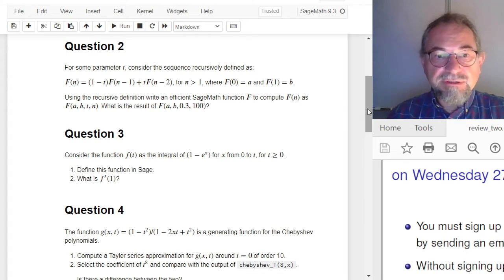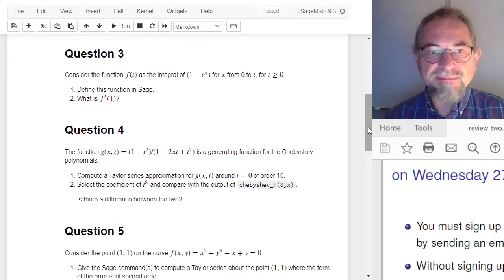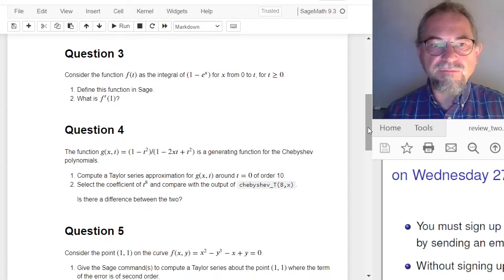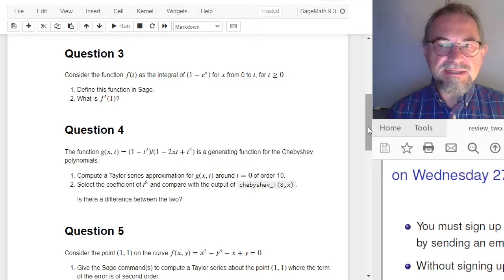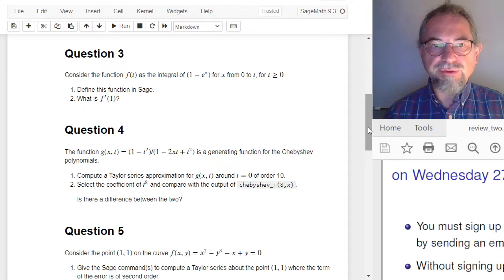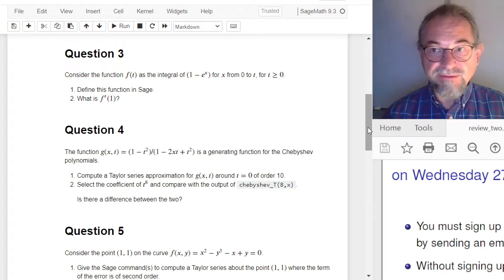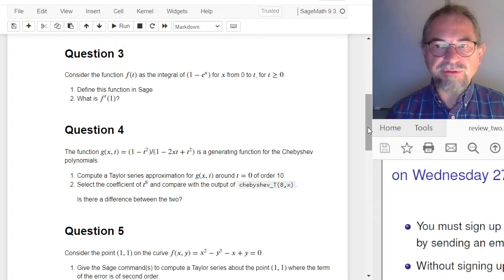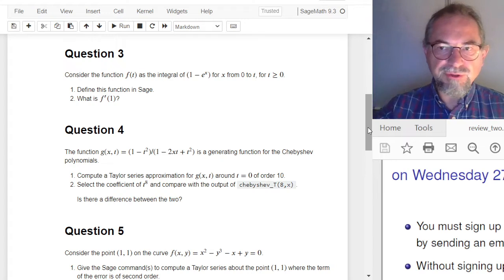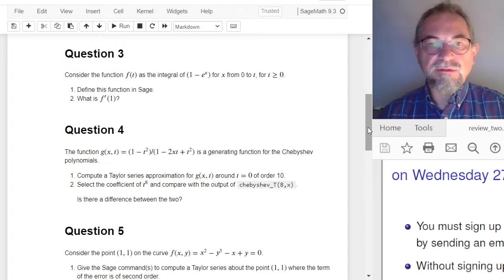Okay, the third question is on defining a function, but now it's a mathematical definition. So we can view a function as an integral. The integral is the area, but now the area is on the interval 0 to t, where t is actually the variable in the function that you're going to define. As a SageMath function, one can take its derivative. So that's knowing when to use a SageMath function and when to use a Python function. The previous question was a Python function. This question is a SageMath question.